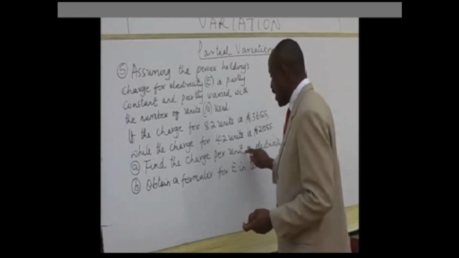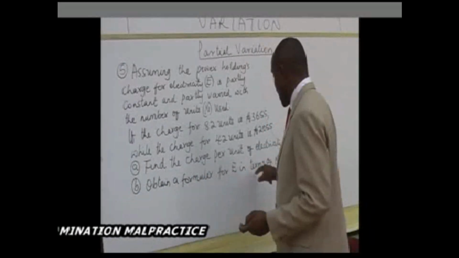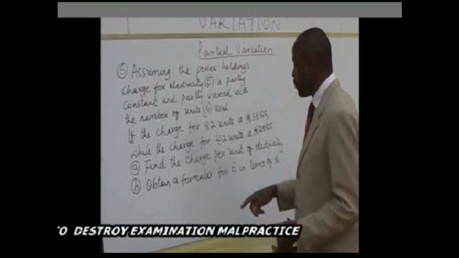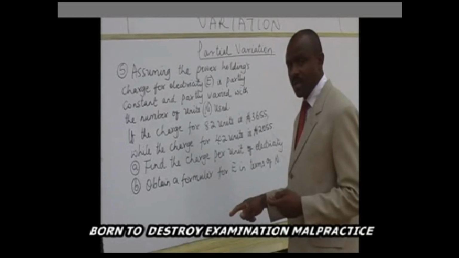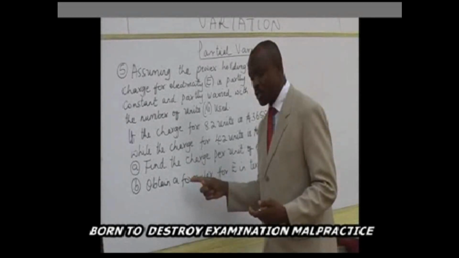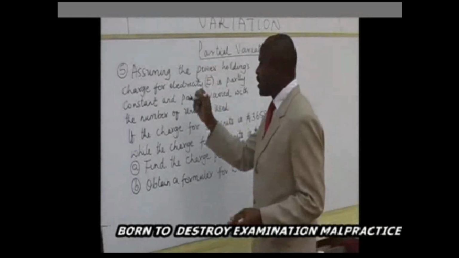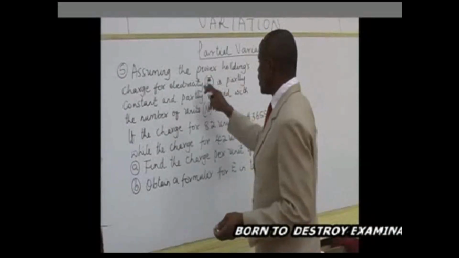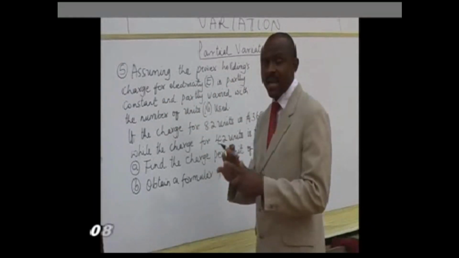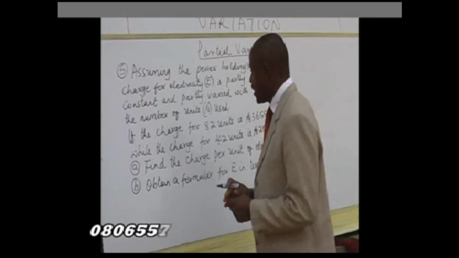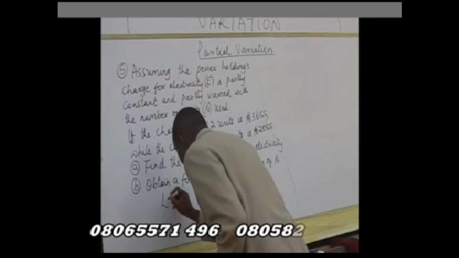It's one of the things that made me choose this question for you. Then B, obtain a formula for E in terms of N. And also obtaining a formula in terms of something is what I want to use this question to teach you. As long as the charge for electricity is partly constant and partly varied, that means it is a partial variation. E will end up having this equation.